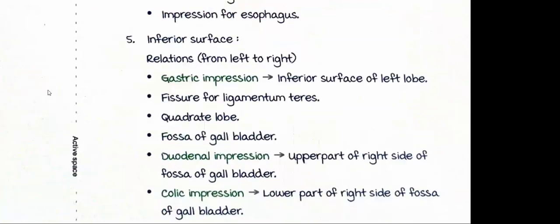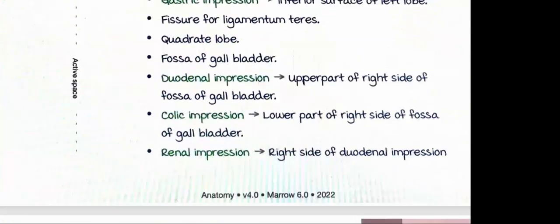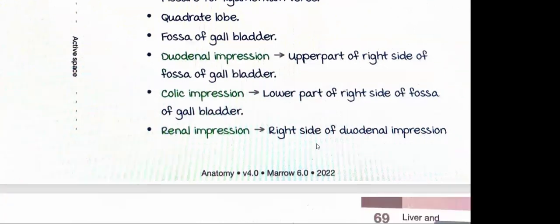Inferior surface, relations from left to right: gastric impression, inferior surface of left lobe, fissure for ligamentum teres, quadrate lobe, fossa of gallbladder, duodenal impression, upper part of the right side of the fossa of gallbladder, colic impression, lower part of the right side of fossa of gallbladder, renal impression, right side of the duodenal impression.